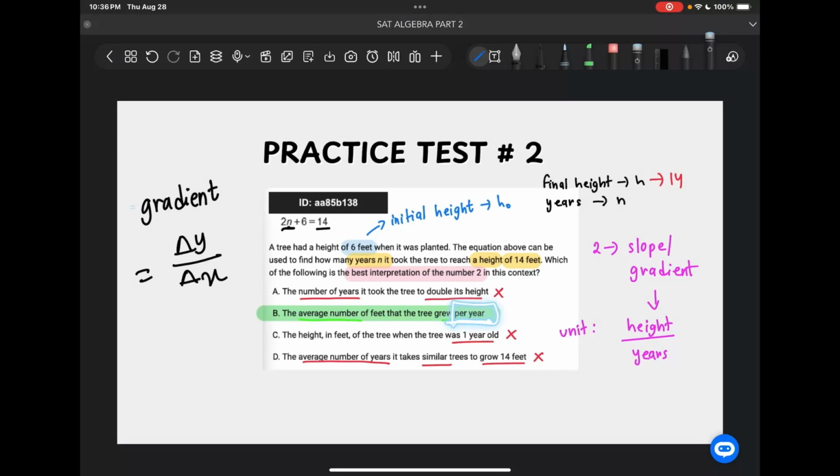So per year basically means dividing by years, so dividing by the time. So this is our answer, but we're still going to cross check the other options. The height in feet of the tree when it was 1 year old.